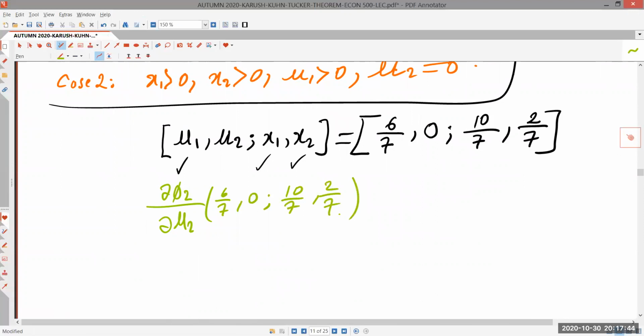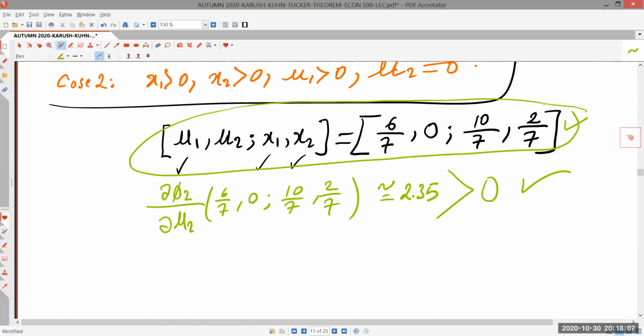And when we do that evaluation, we get approximately 2.5. Is this acceptable? Which is greater than 0. Yes, it's acceptable. So this tells me that this is a good point. This is basically a constrained maximum.